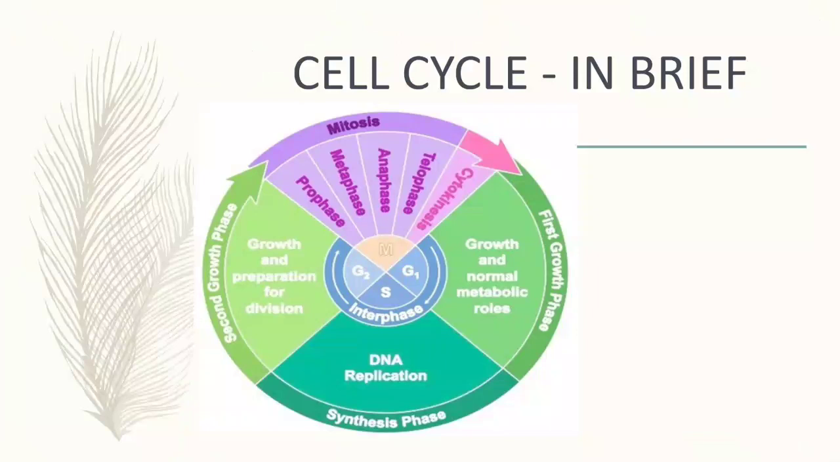The cell cycle has 4 phases: G1 phase, that is the growth phase, S phase, G2 phase, and the M phase. In G1 phase, organelle duplication occurs, in the S phase, DNA replication occurs, and in G2 phase, the cell prepares itself for the next phase, that is M phase or mitosis phase. In the M phase, the cell divides into 2 daughter cells, then the cell cycle repeats.